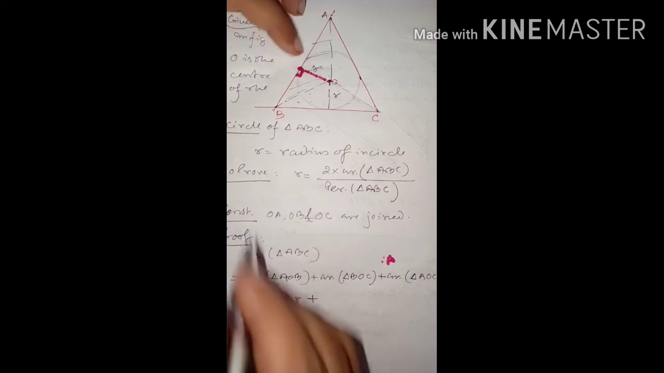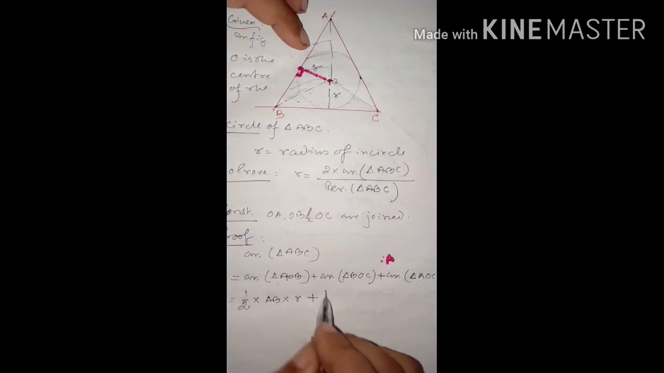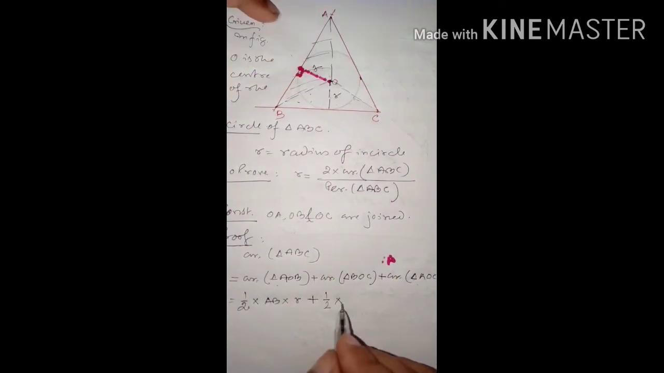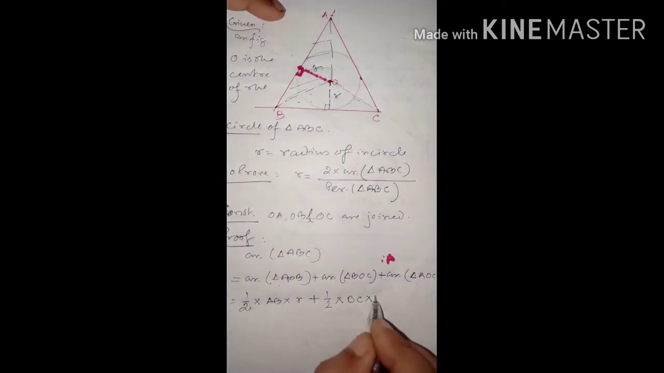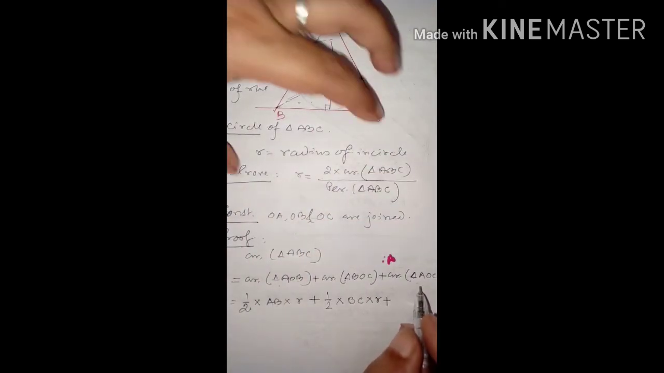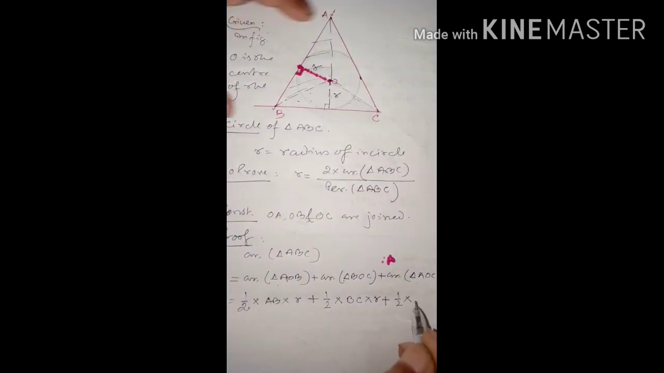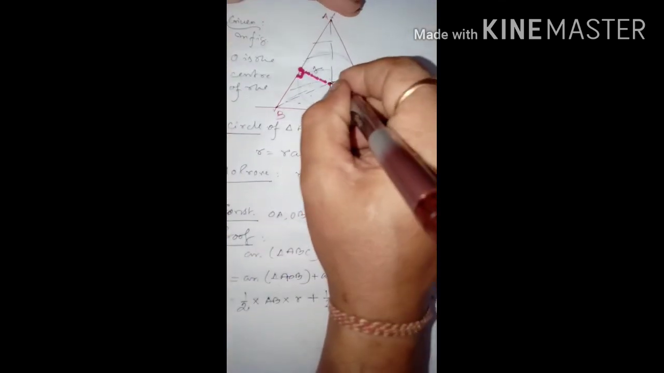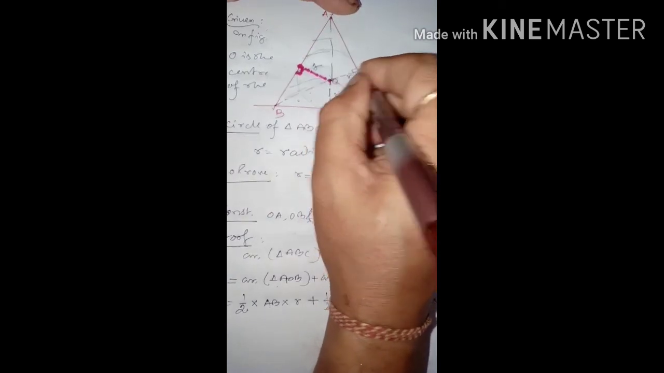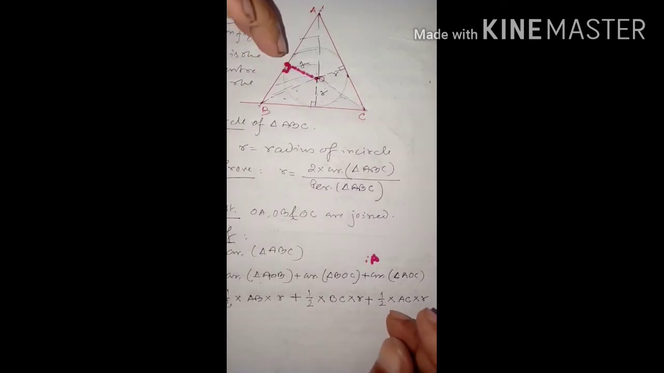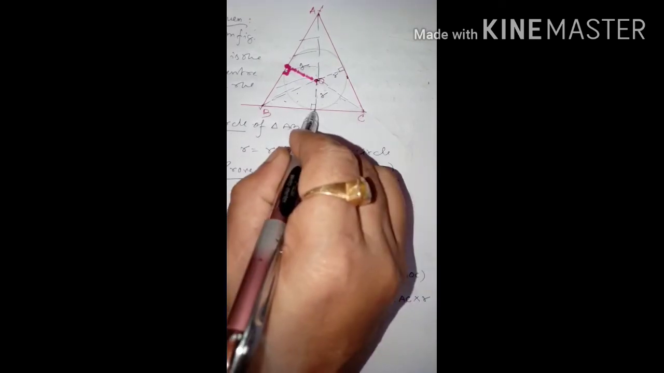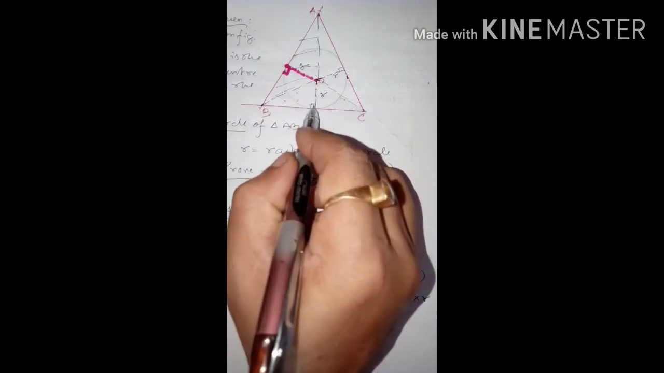Next, for triangle BOC, write the area the same way: half into base BC into height R. Plus the area of triangle AOC: same way, half into base AC into height R. So for all three triangles, the height is R only, meaning the radius of the circle is the height, because the radius is perpendicular to the tangent at the point of contact. This angle is 90 degrees, that's why the radius is the height.